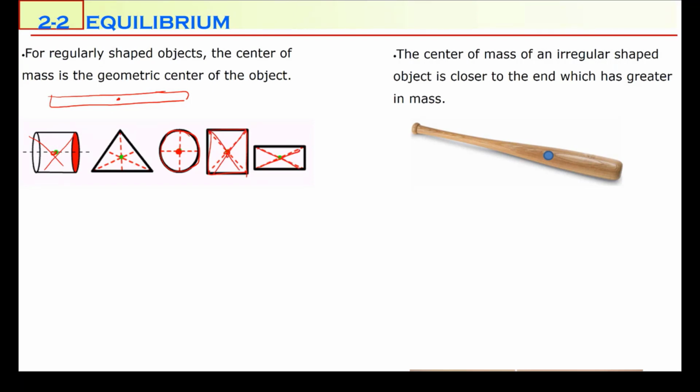But if the shape is irregular, not regularly shaped, like a baseball bat, where one side is thicker and the other one is thinner, this is not a regularly shaped object. Then the center of mass will be closer to the heavier part, the part which has greater mass.